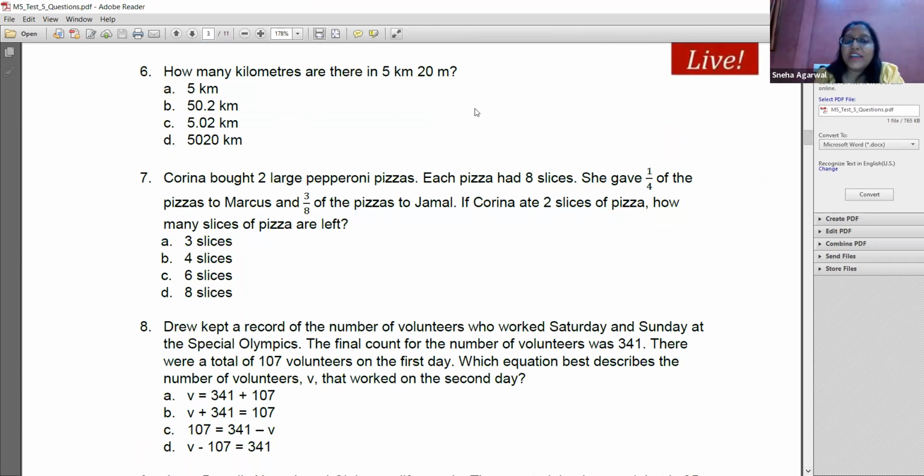How many kilometers are there in 5 kilometer 20 meter? Okay, guys, be careful. They're asking you kilometers. They're not asking you meters. How many kilometers? So you are not going to convert the kilometer. You are just going to convert this meter part. So convert meter into kilometer. What is 1 meter? If you convert into kilometer, 1 meter is equal to how many kilometer?